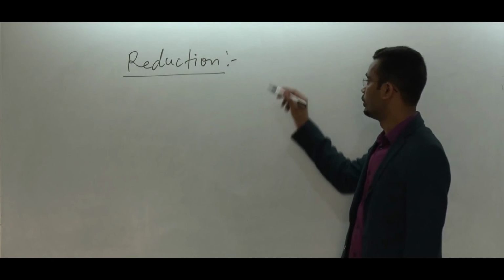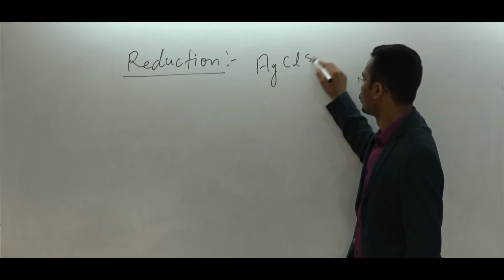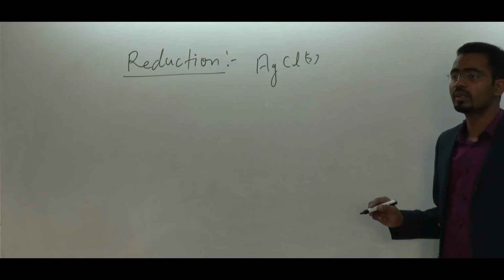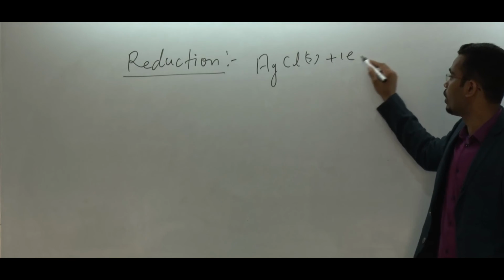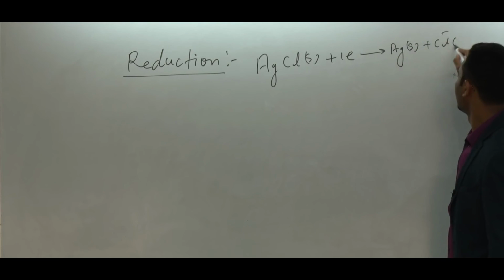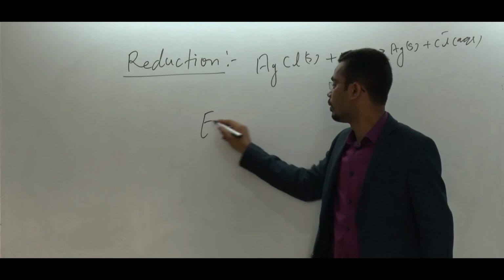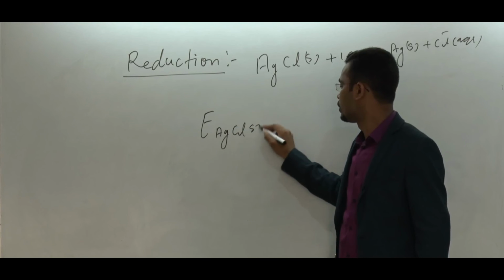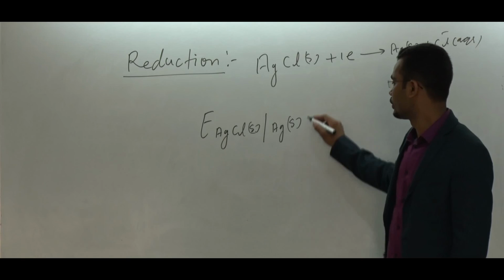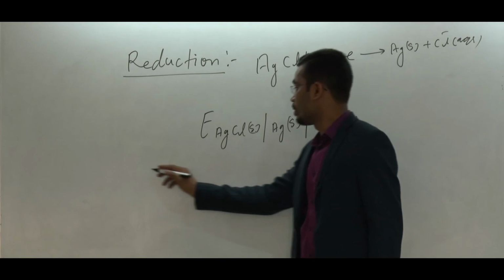So we have AgCl solid. Reduction means gain of electron. It will accept one electron and form Ag solid plus Cl- aqueous. Now how do you write the cell for this? AgCl solid, Ag solid. Yes or no? Wrong. You also have to write Cl- aqueous. So next is oxidation.